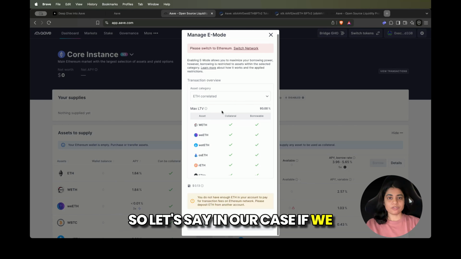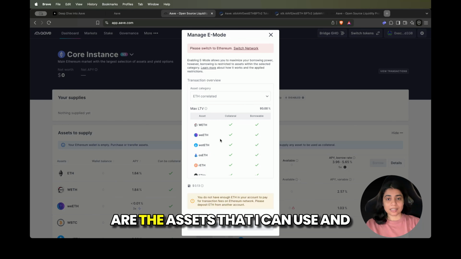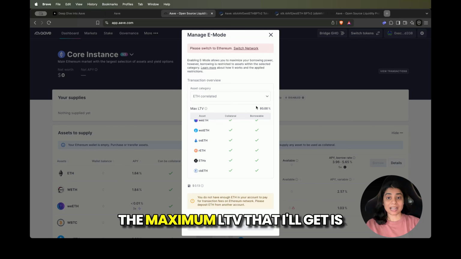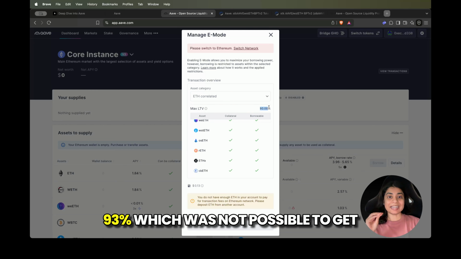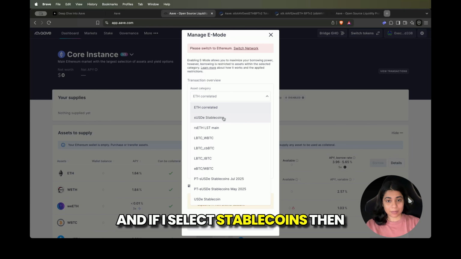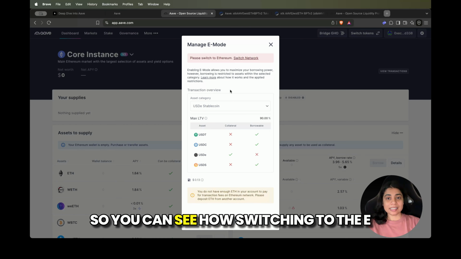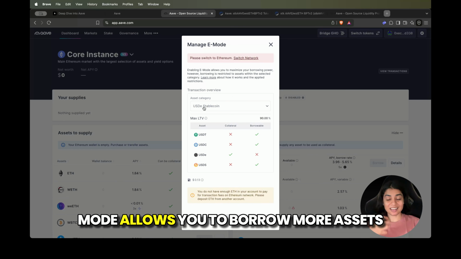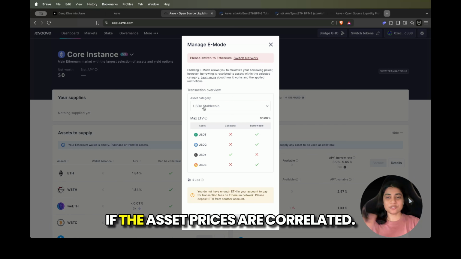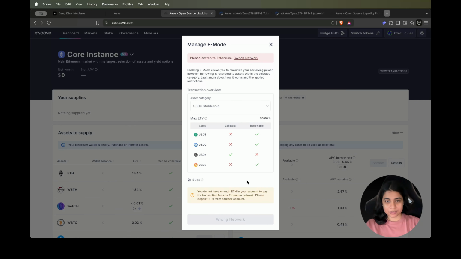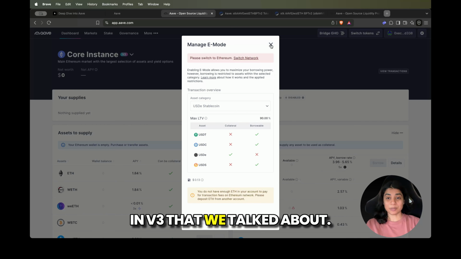So let's say in our case, if we select ETH correlated, these are the assets that I can use, and the maximum LTV that I'll get is 93%, which was not possible to get earlier. And if I select stablecoins, then you can see the maximum LTV is 90%. So you can see how switching to E mode allows you to borrow more if the asset prices are correlated. This is another interesting feature that got introduced in V3 that we talked about. It's good to see it in action here.